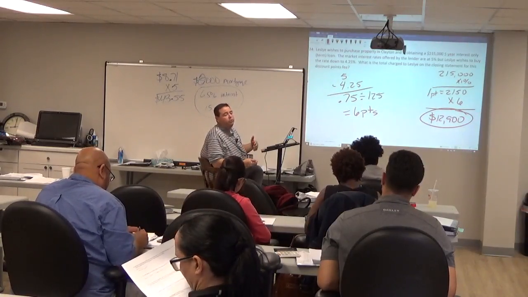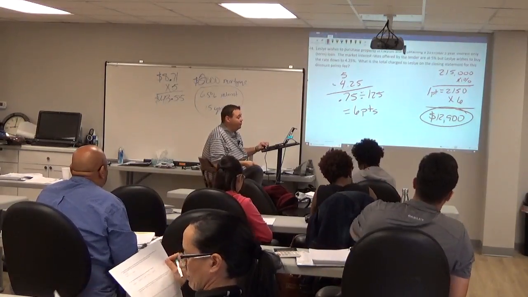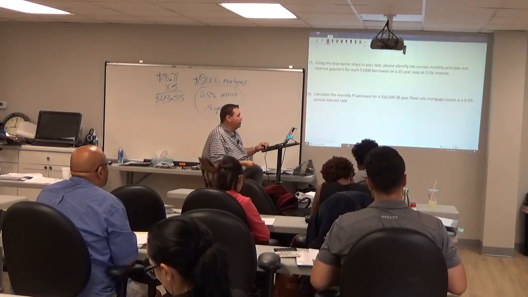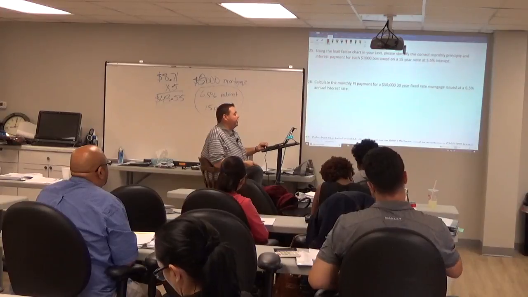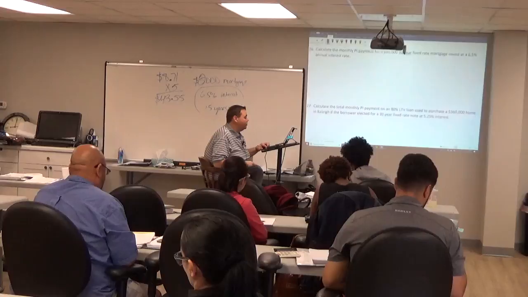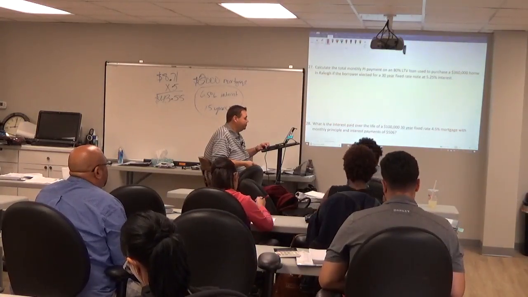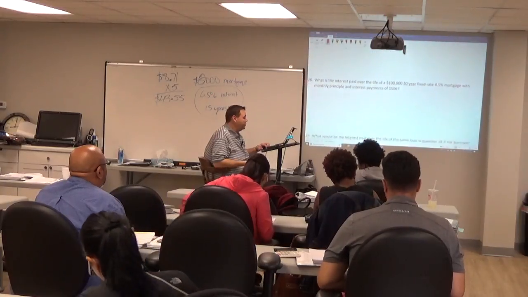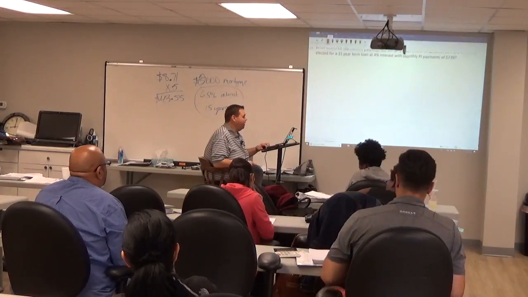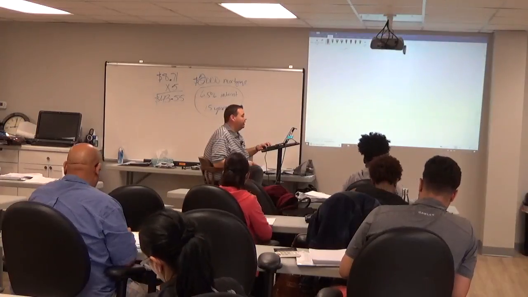So when you talk about discount points, you need to know how many points and you need to know a loan amount. Sometimes you have to combine the two. All right, I want you to go ahead and do numbers 25, 26, and 27. Actually do 28 as well, and 29. All right, so 25 through 29.